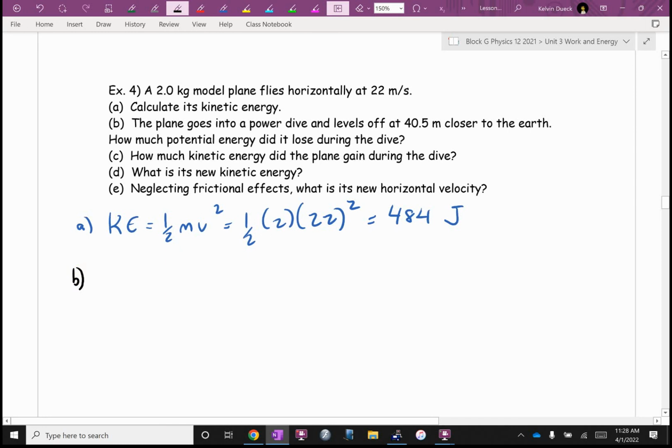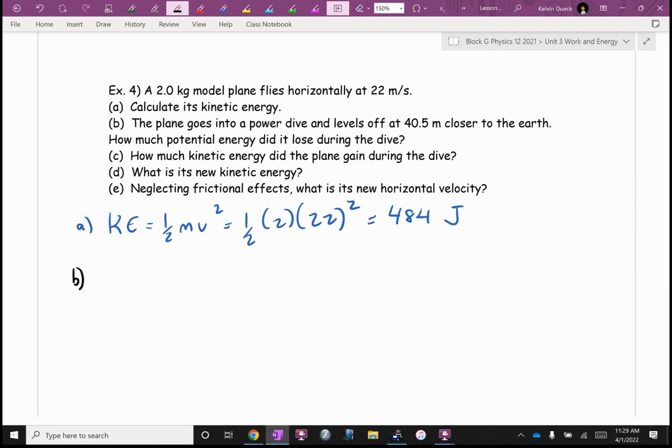Suppose the plane goes into a dive. By the way, when a plane goes into a dive, what happens to its speed? What happens to its kinetic energy? Kinetic energy, of course, increases. Why? Because it's losing potential energy. Energy's got to go somewhere. So this also explains why a plane speeds up. You can think of it in terms of forces and gravity, but you can also think about it in terms of energy. It's losing potential energy, so it's got to gain kinetic energy.